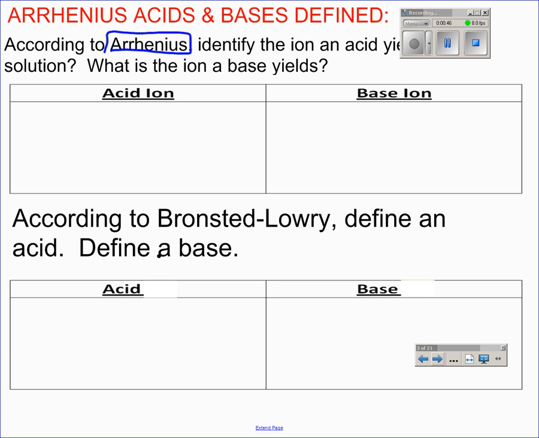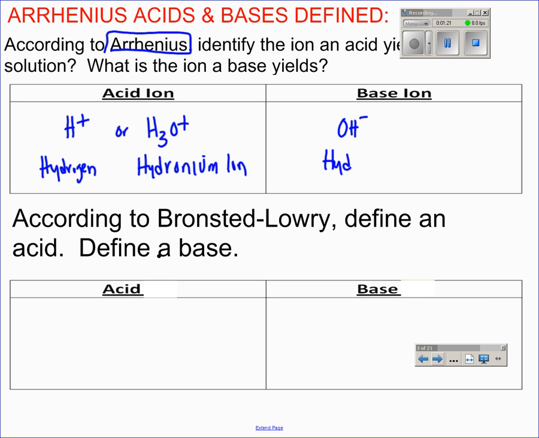The ion an acid yields in solution is an H+ ion, or it's also called an H3O+ ion. So the two ions are either a hydrogen ion, or if you look on Table E, you would know that this is called a hydronium ion. It is important that you know how to represent the formula for these particular ions and how to name them. A base is another H word, so it's an OH- ion, which is called a hydroxide ion.